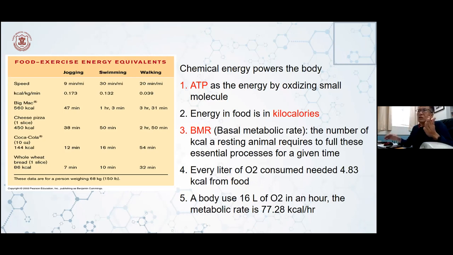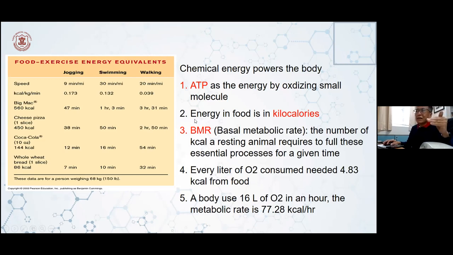So in research, biologists always measure the O2 consumption, because an animal using 1 liter of oxygen needs 4.83 kilocalories from the food. So we can measure how many liters of O2 are consumed by the animal to calculate the BMR. For example, a body uses 16 liters of oxygen in an hour, and the metabolic rate is 16 times 4.83, and the total is 77.28 kilocalories per hour.